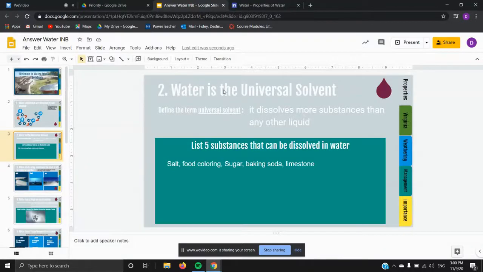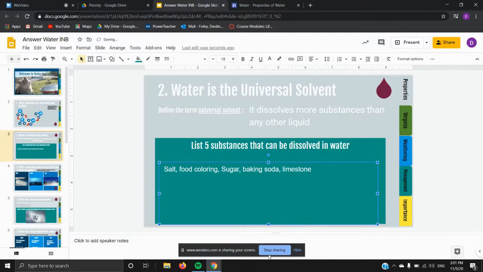Slide 3, water is the universal solvent. Define the term universal solvent. So universal solvent means that it dissolves more substances than any other liquid. So water dissolves more substances than any other liquid. Here are some examples of that. It can dissolve salt, food coloring, sugar, baking soda, limestone, Kool-Aid packets, things like that. You put it in water and it dissolves really fast, and that's what makes it the universal solvent.